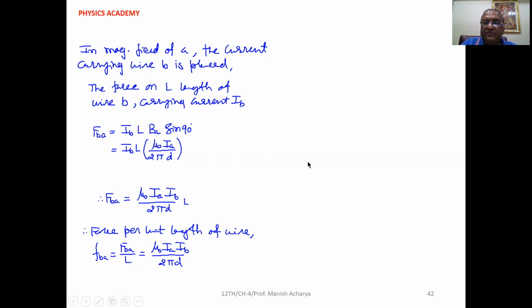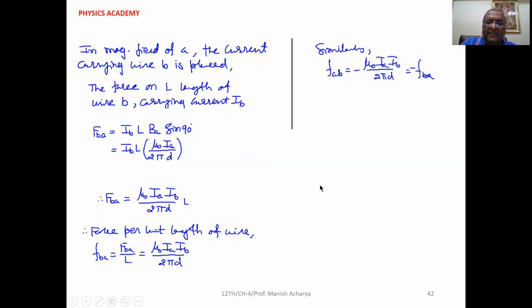So if two parallel currents are there, then the force between those currents per unit length of the conductor, that is mu 0 IA IB upon 2 pi D, where D, that is the separation between those two. Clear to all of you?